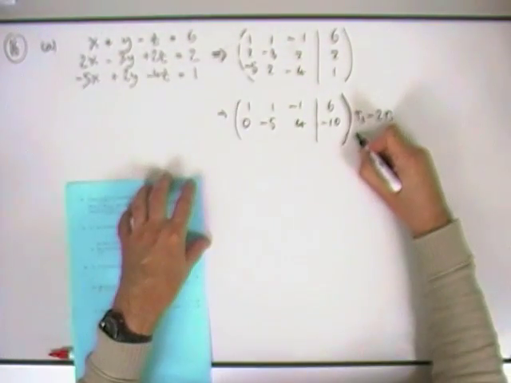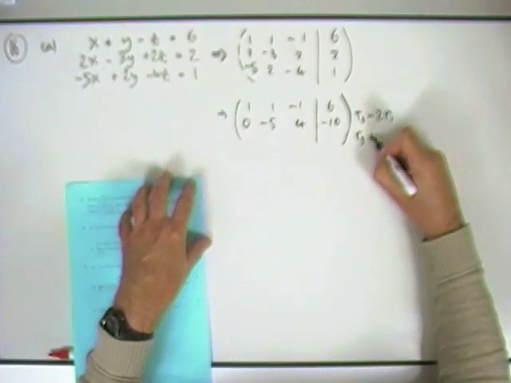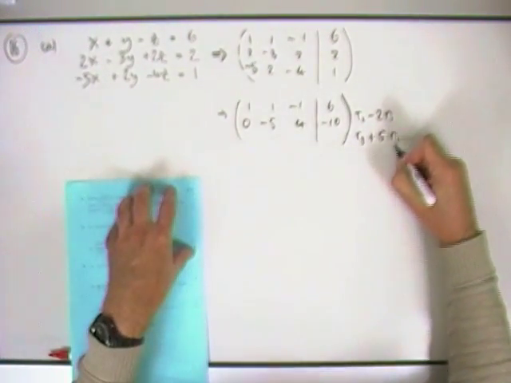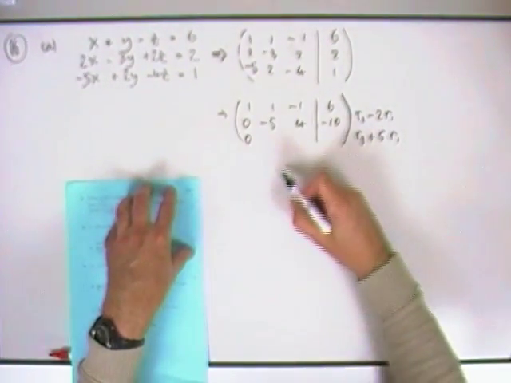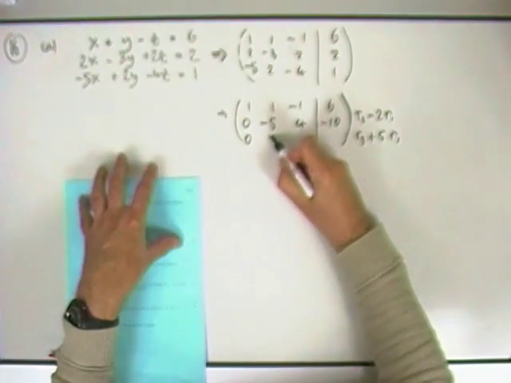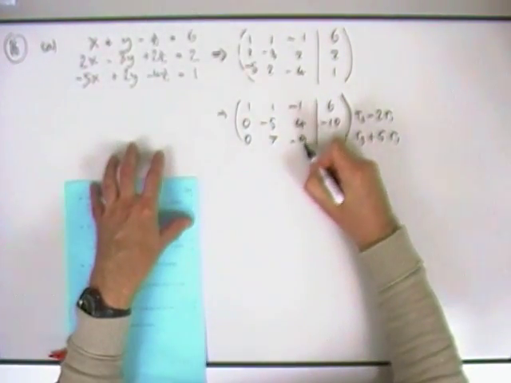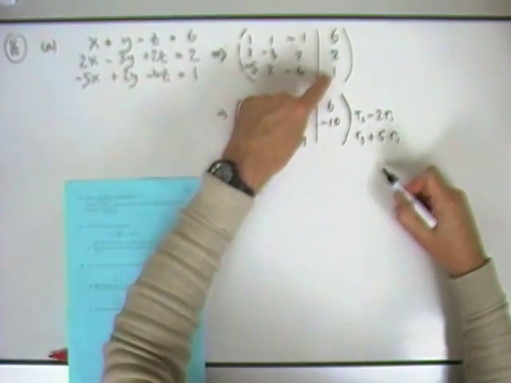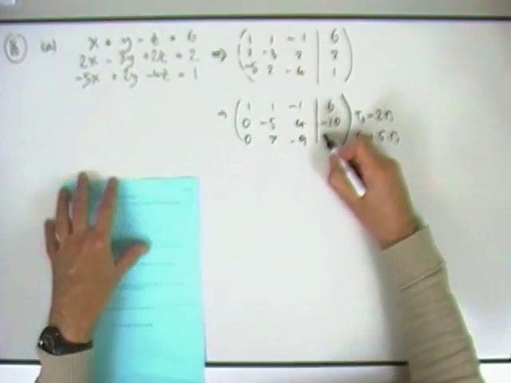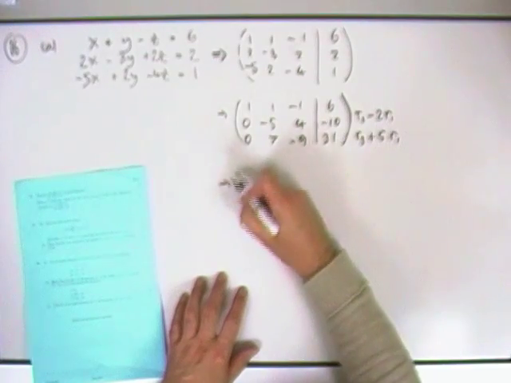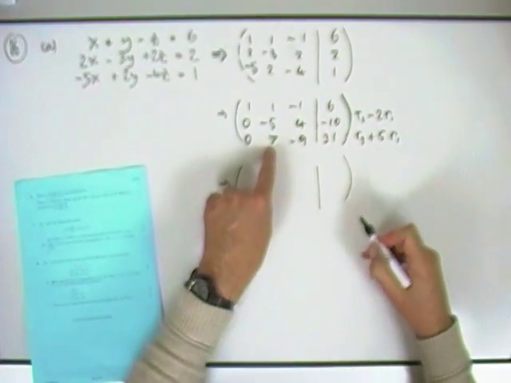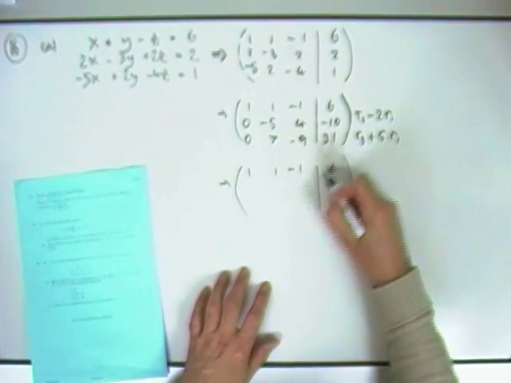To make that a 0, I'll need to have my row 3 and add on 5 lots of row 1 to make that a 0. So I've got 2 plus 5 is 7. I've got negative 4 minus 5 is negative 9. I've got 1 plus 30 is 31. Then the next part would be, just get this to be a 0. The other two are fine, so they can get battered down.